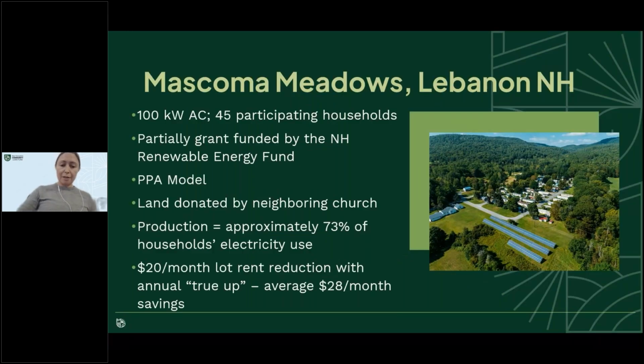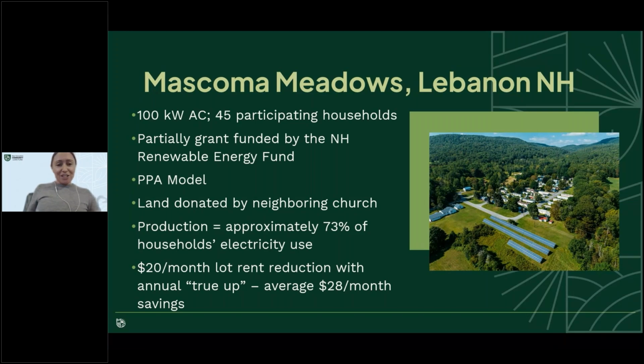So I just have a slide for each of the projects that we have completed so far. So the first is Mascoma Meadows, the project that really kicked off ROC community solar projects. And I know there's been a lot about this project already reported and out there in the public space, but I thought I'd just give a quick overview. So this is a 100 kilowatt AC project. You can see a picture of it there on the right. There are 45 participating households. This project was the first project to be funded by the New Hampshire Renewable Energy Fund, and it had partial grant funding. And then Revision actually stepped in with a PPA for this project.